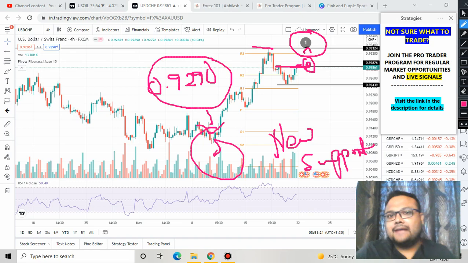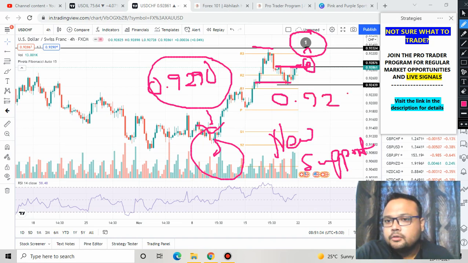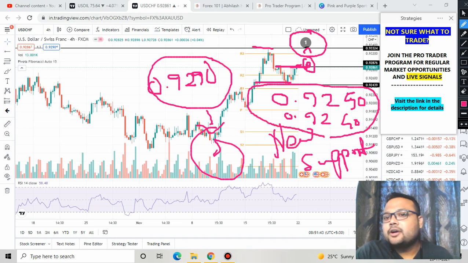But on the other hand, if the market fails to go up and comes down, then the next trading opportunity will be available at 0.9250 to 0.9240. This is our next trading opportunity, or third trading opportunity. So if the market comes down and bounces from this particular level, we can definitely take a buy. So this is our third trading opportunity.